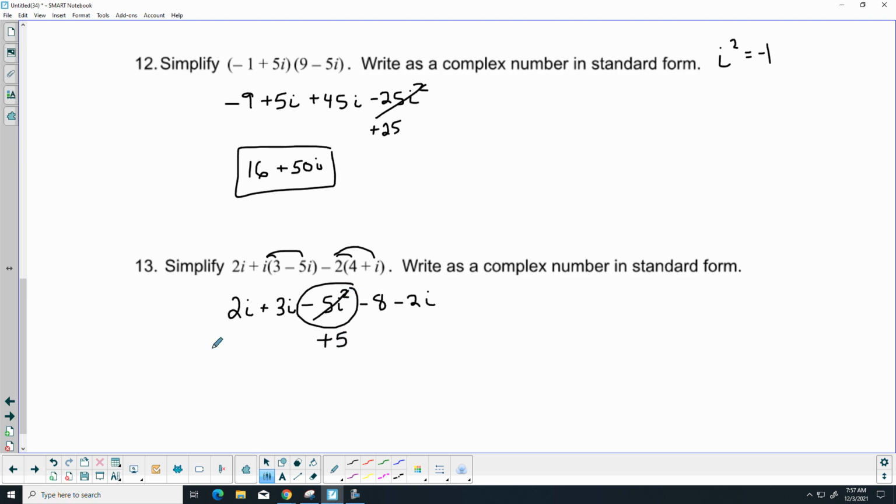Let's go ahead and combine our reals. 5 and negative 8 is negative 3. So I've done those two. And then 2i plus 3i minus 2i is 3i.